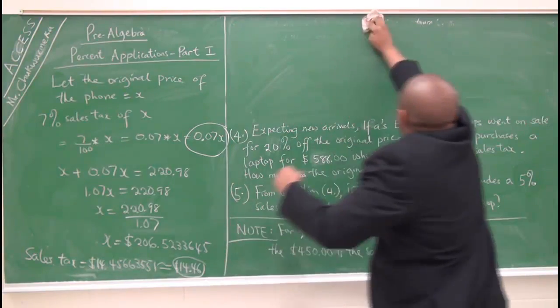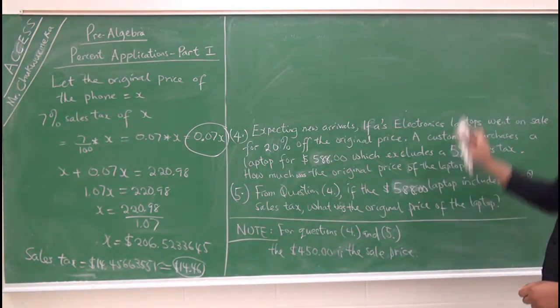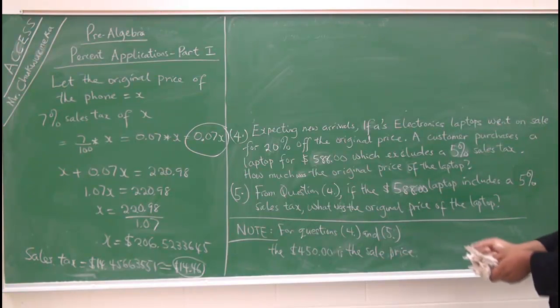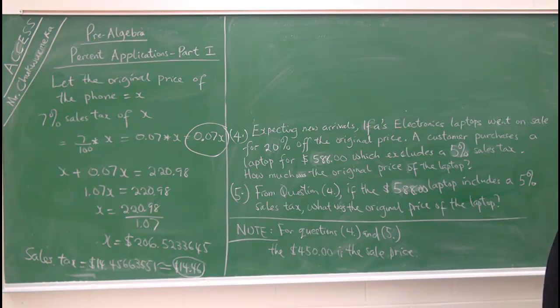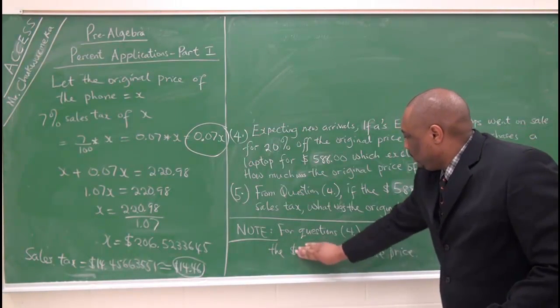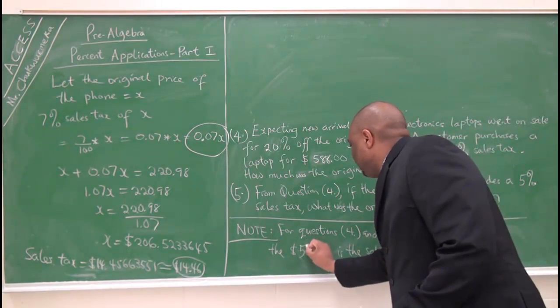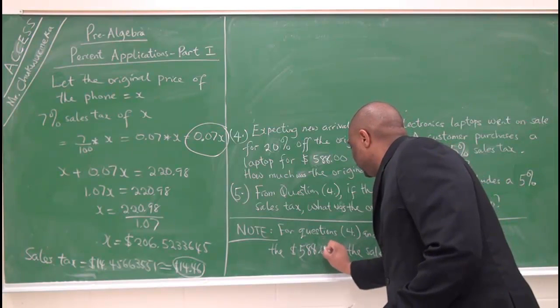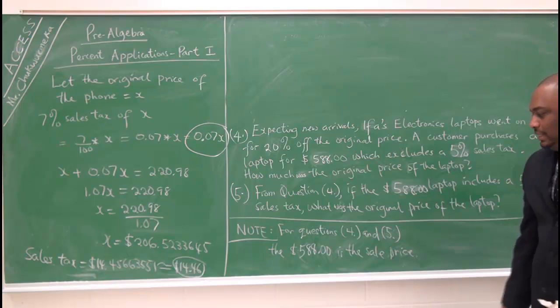For questions 4 and 5, expecting new arrivals, IFAS Electronics laptops went on sale for 20% off the original price. A customer purchases a laptop for $588, which excludes a 5% sales tax. How much was the original price of the laptop? Now, this $588 is the sale price. The $588 is the sale price.